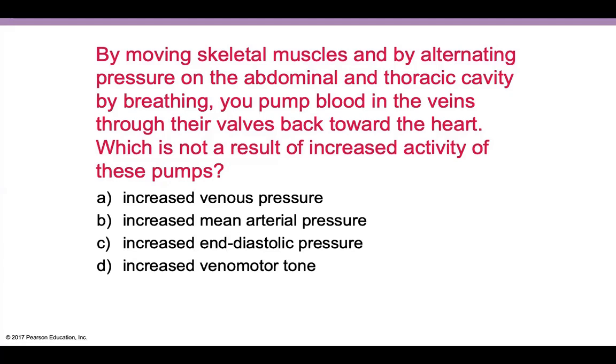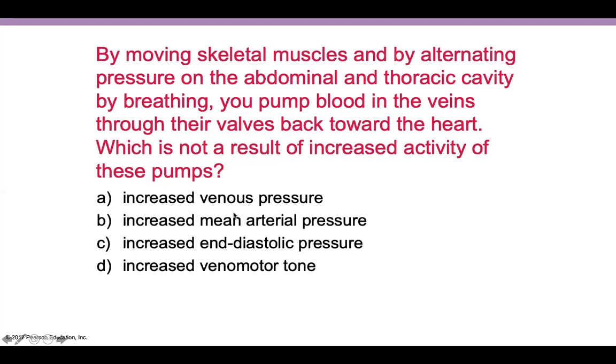So increased venous pressure is a result of both of those pumps. We're increasing the pressure in the venous system to push more blood back into the heart. Increased mean arterial pressure is an end result, right? If we increase the filling of the heart, we will then increase the ejection and by extension, increase mean arterial pressure. Increased end diastolic pressure is also a response, right? As we increase the force with which blood is coming back to the heart, that is how we can increase venous pressure and then mean arterial pressure. So A, B, and C are correct.